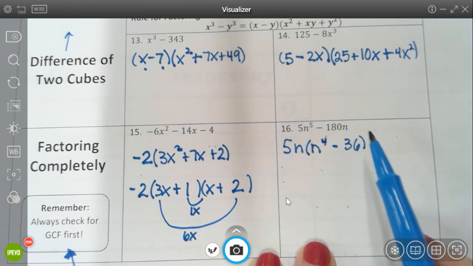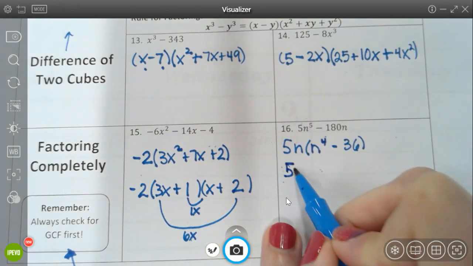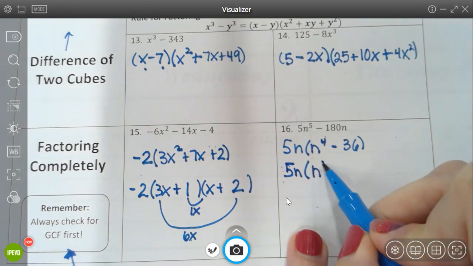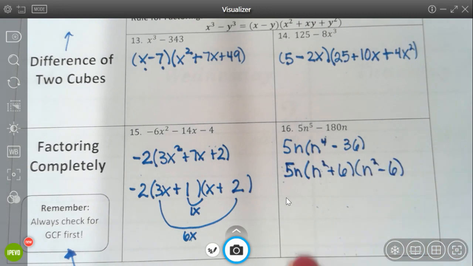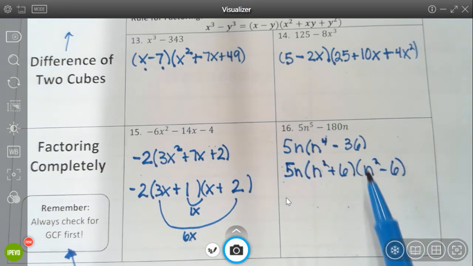So I'm going to go ahead and now factor this new expression by using that difference of two squares technique. And again, I'm going to keep that 5n, and then I'm going to factor my difference of two squares. And notice I created two more binomials. This one has a plus sign, so I can't do anything. I should really be checking this.